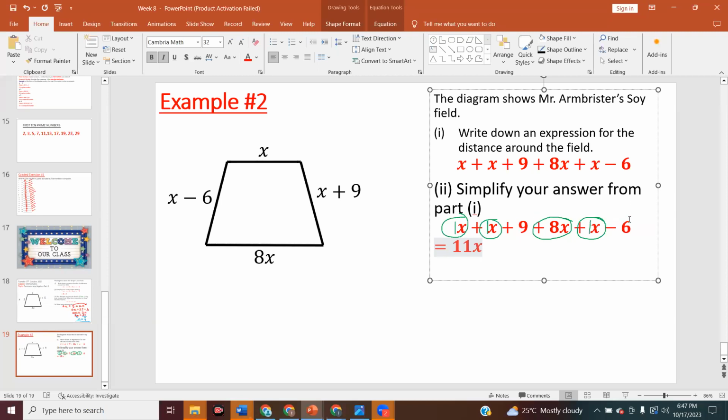What is 9 minus 6? 3. So Claremont, that's where they get the 3 from: from 9 minus 6. You understand that, Claremont? Yes, sir. Good.